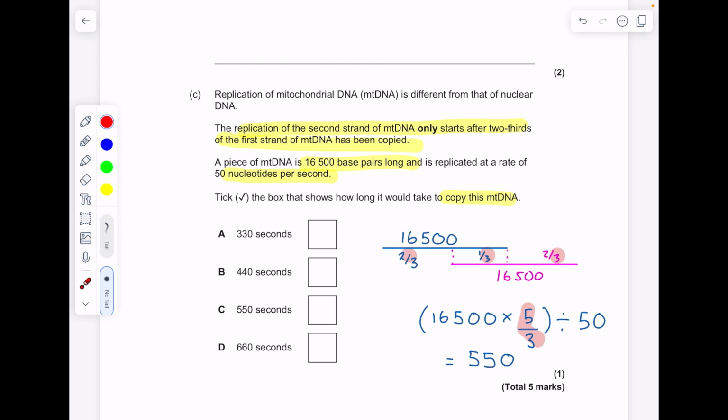So in effect, we have 16,500 base pairs multiplied by, add these up, 5/3, and then in order to work out that time, you need to divide it by 50 because it tells us that it replicates at a rate of 50 nucleotides per second, giving us a grand total of 550 seconds.